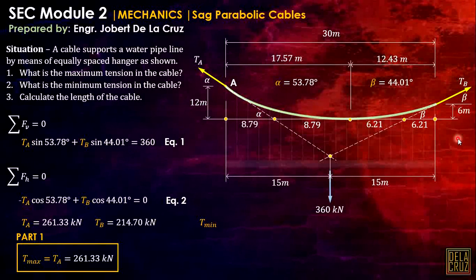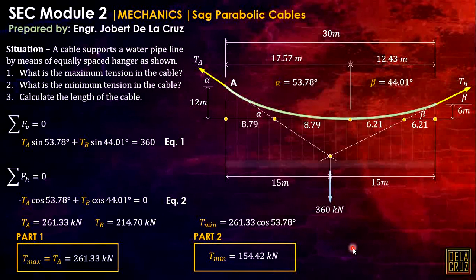Again, I showed earlier, and I said that the minimum tension will always be the horizontal component of either TA or TB, the same. So, all the horizontal components will be equal in the parabola. That is just TA cosine of alpha, that is this, or TB cosine of beta, it will come out the same. That is the minimum tension.